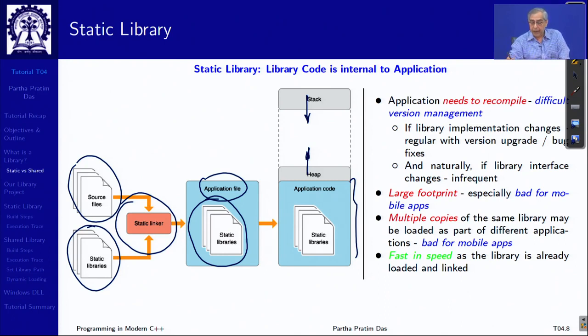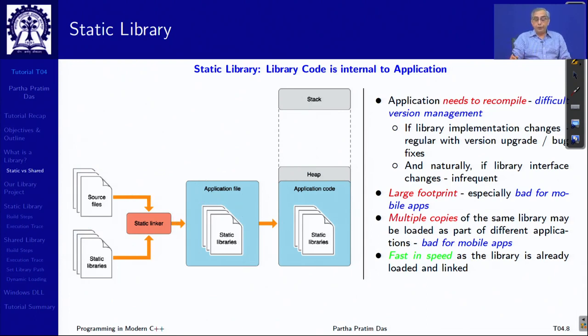Now, this has a lot of advantages and disadvantages. So, the application will need a recompile. This is my application source, and this is my static library. Obviously, if I change my application source, I will need a recompile, but here I will need a recompilation, at least a linking, even if just my static library changes, but I have not changed anything in my source code.